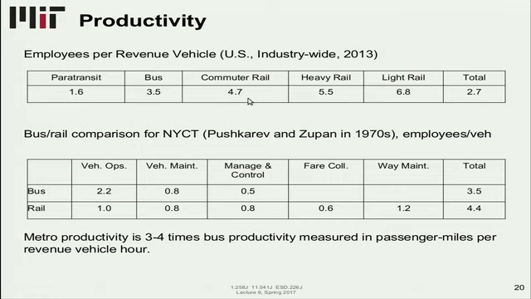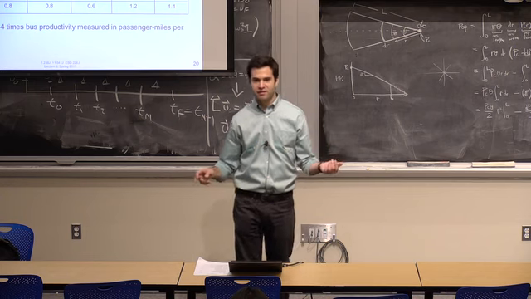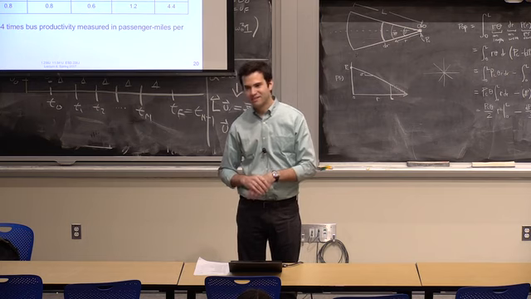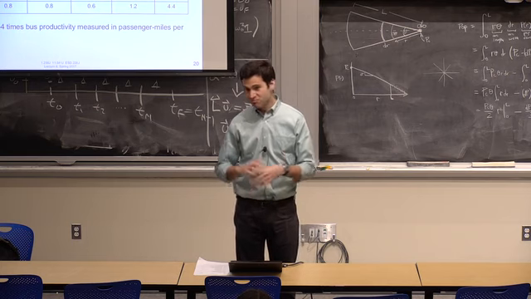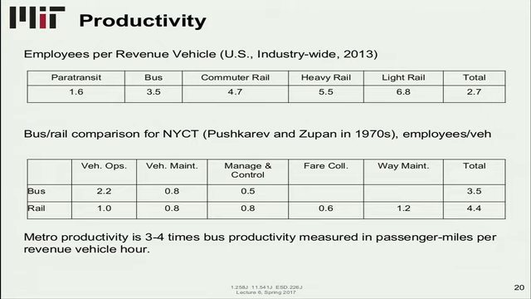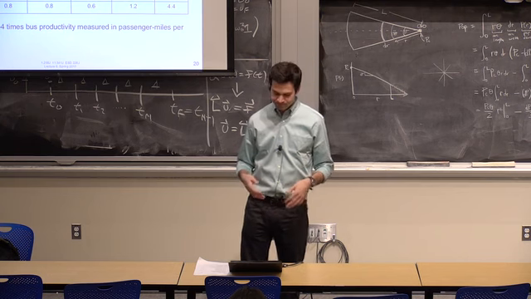Commuter rail, 4.7. You have the people driving the locomotives. You have the attendants looking at tickets. You have rail to maintain and stations to maintain. So that's commuter rail. Heavy rail is 5.5. Again, it starts early, runs late. You have a lot of stations to maintain, more so than commuter rail.